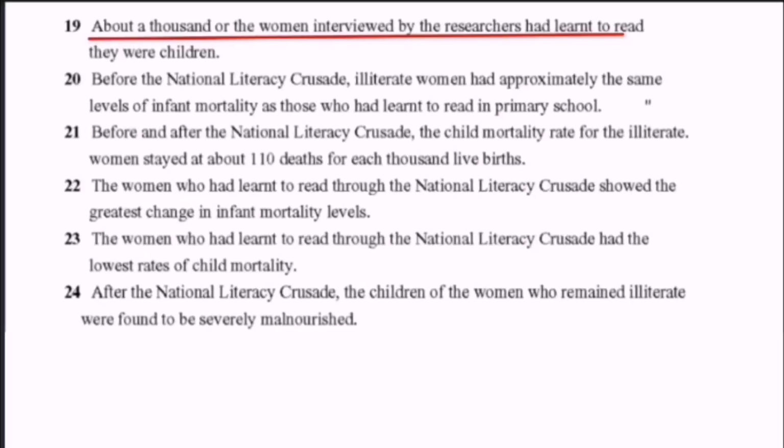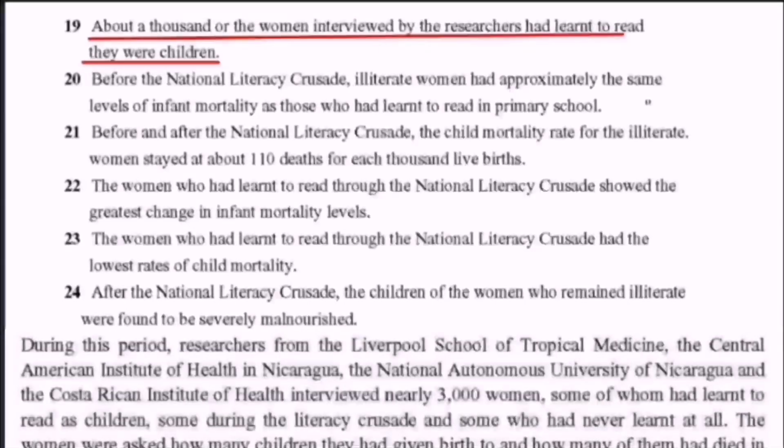Question number 19. About 1,000 of the women interviewed by the researchers had learned to read when they were children. It means that researchers interviewed 1,000 women who learned to read when they were in childhood. 1,000 women, learned to read, and children are the keywords. Let's try to find the answer to question number 19.